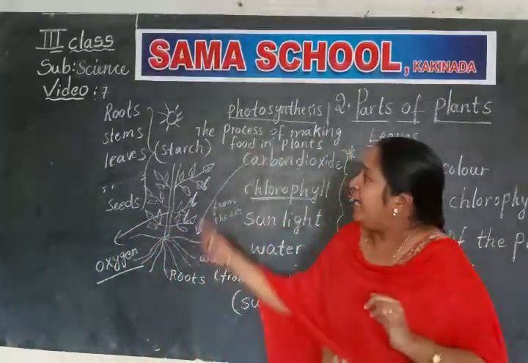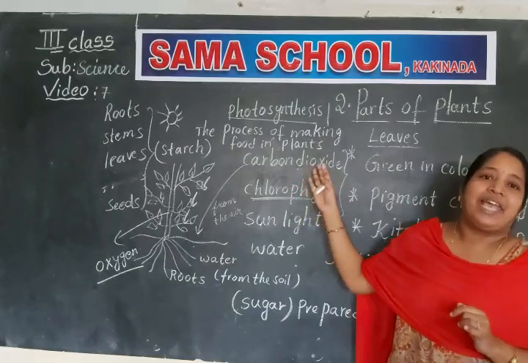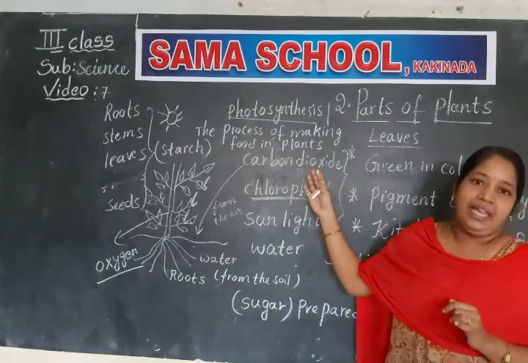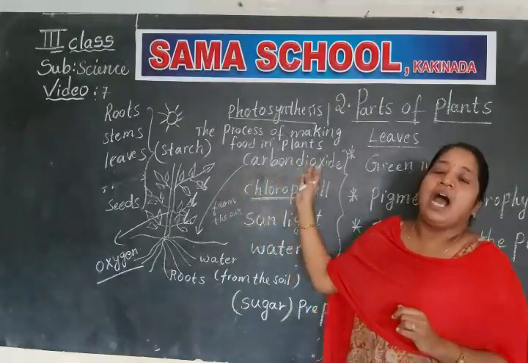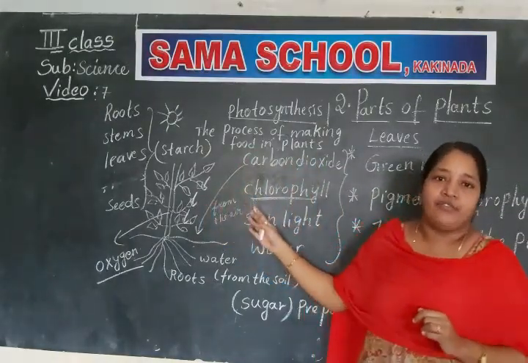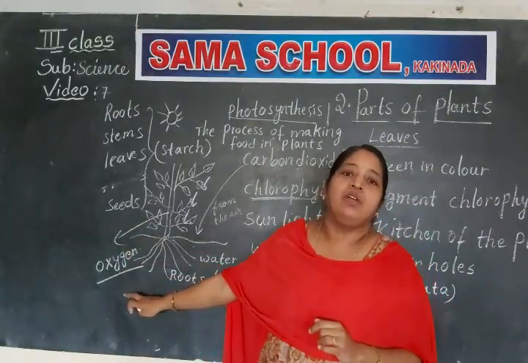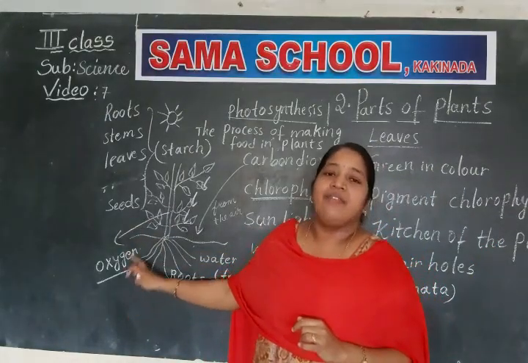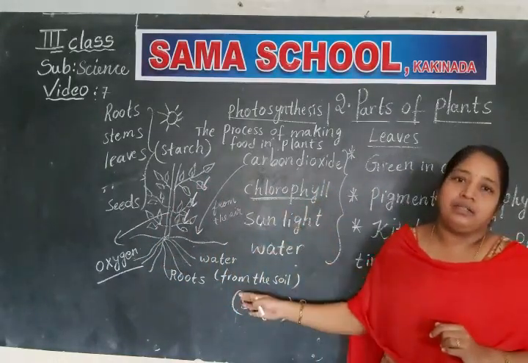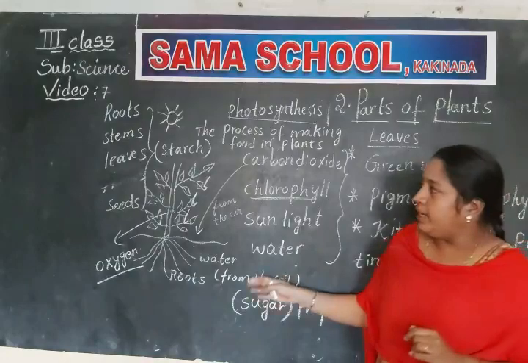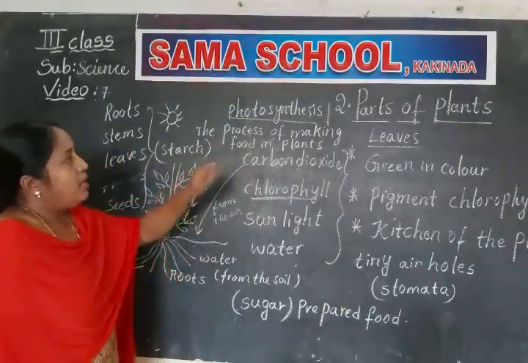That's why plants are very, very important. Why? Because they take carbon dioxide, which is one of the harmful gases in the air. The plant takes this harmful gas for preparing its food, and it releases oxygen, which is very useful for all living things. That's why plants are very important on the earth. Clear, children? Can you understand what photosynthesis is?